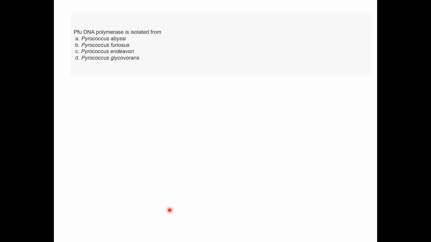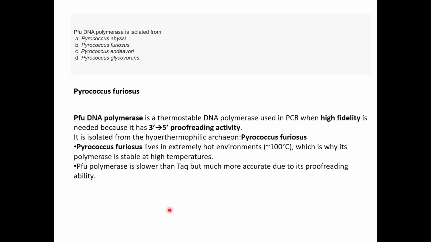Next is PFU DNA polymerase. It is isolated from which bacteria? As the name suggests, P stands for Pyrococcus, FU stands for furiosus. So PFU DNA pol is a thermostable DNA pol used in PCR when high fidelity is needed, because it has 3' to 5' proofreading activity, which is absent in the Taq pol.